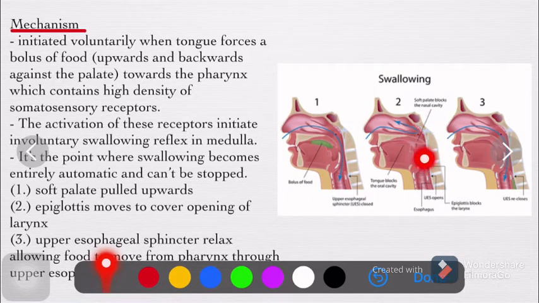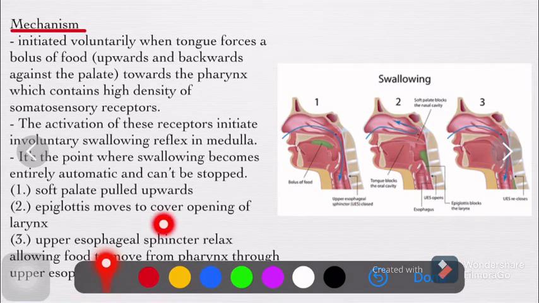As we know, the soft palate, the posterior-most part of the oral cavity, is pulled upward so that the bolus can move further into the pharynx. The epiglottis, which is a cartilaginous flap, covers the opening of the larynx, which is the only passage for air, so that the food should not enter the larynx. The epiglottis will cover it and hence the food will pass from the pharynx straight into the esophagus.